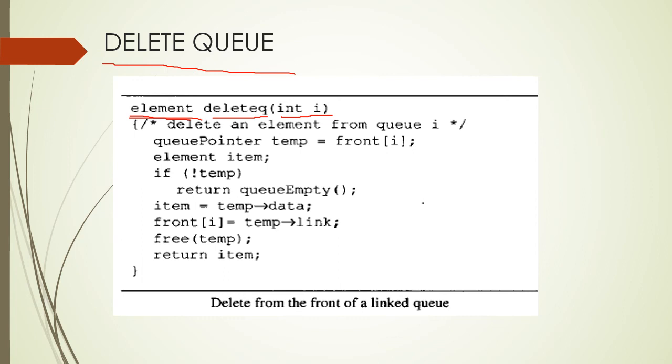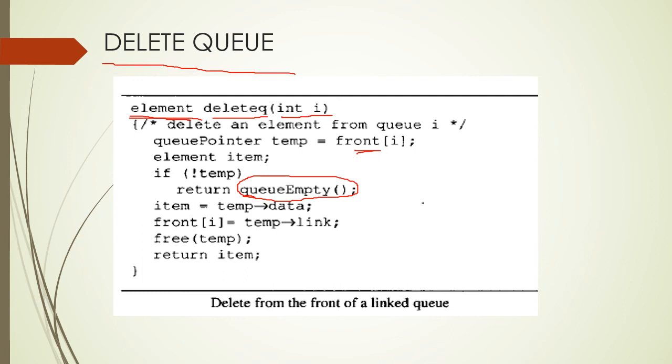Since there are no nodes in the queue, temp is equal to front of I, which is always pointing to null. So now here it is null because there is no node in the memory. Therefore, if the temp is null condition is true, it will return the error message that the queue is empty. If there is no node in any of the queues, then it will return an error message that the particular queue is empty.